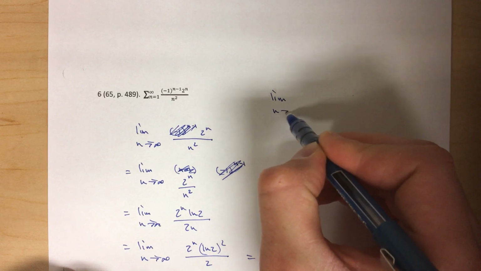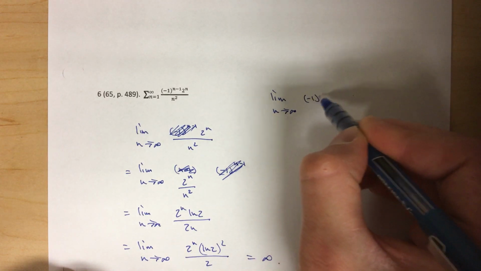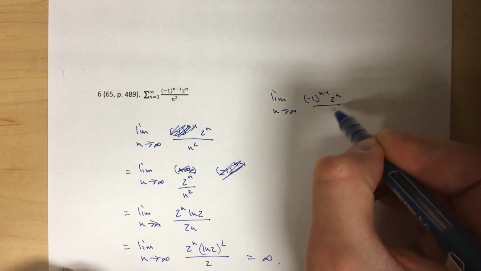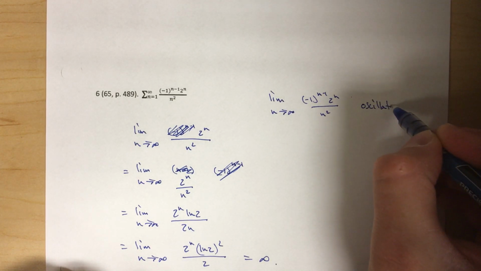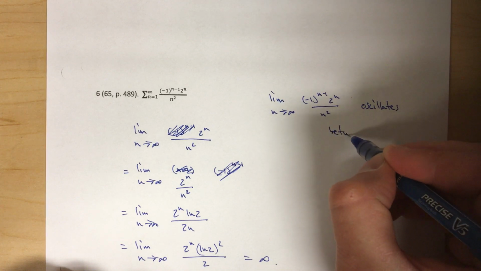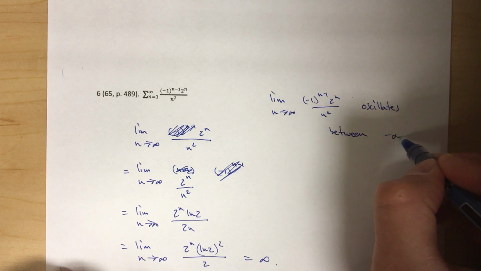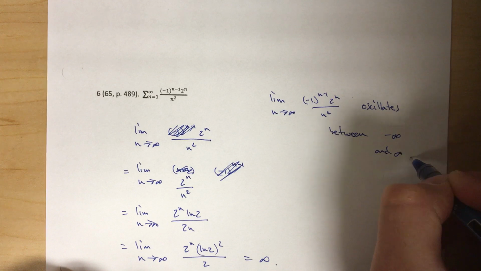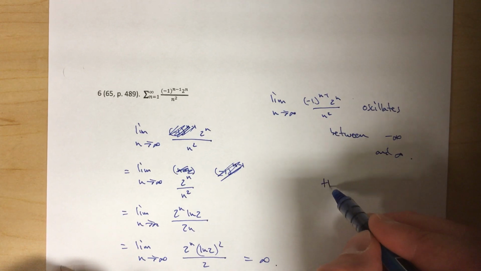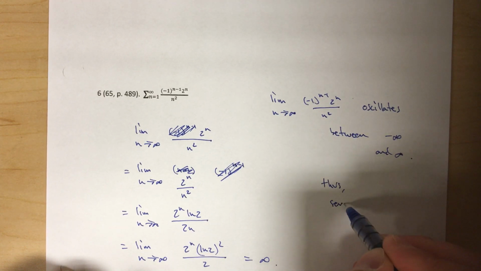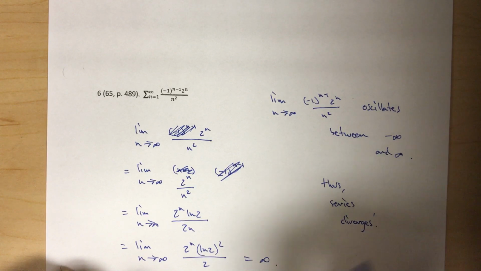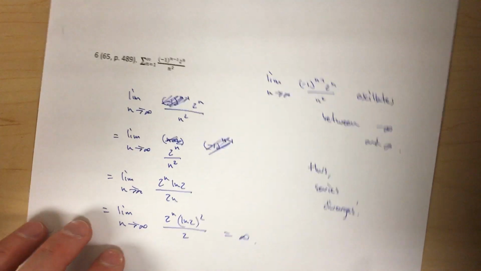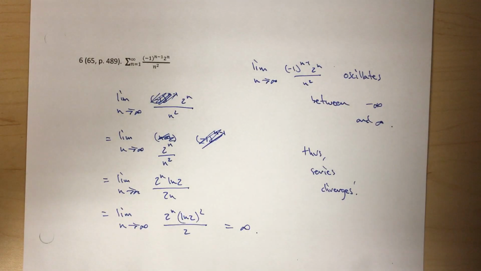The limit as n approaches infinity of negative 1 to the n minus 1, 2 to the n over n squared oscillates between negative infinity and infinity, which is bad. Thus, the series diverges. Okay, sequence diverges, series diverges.